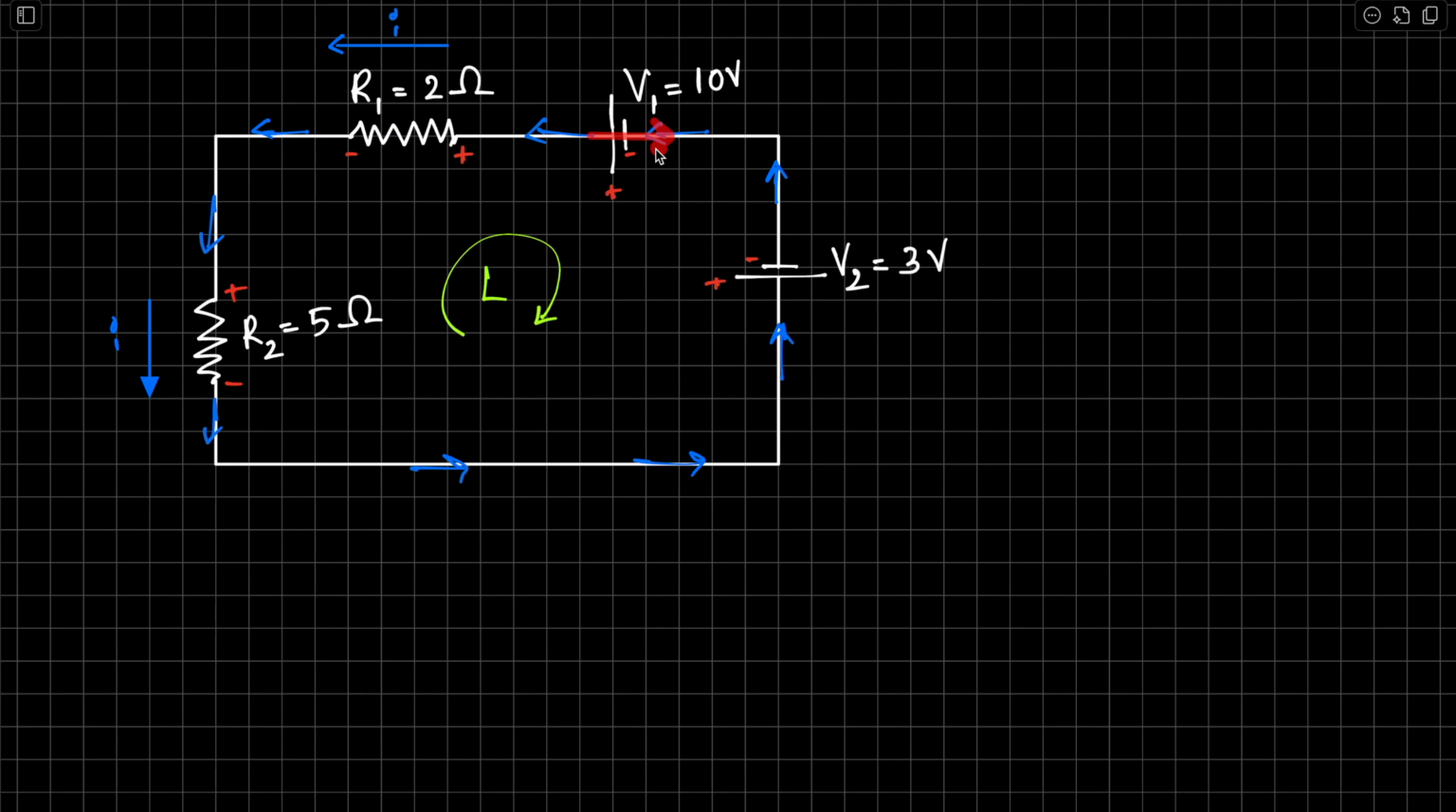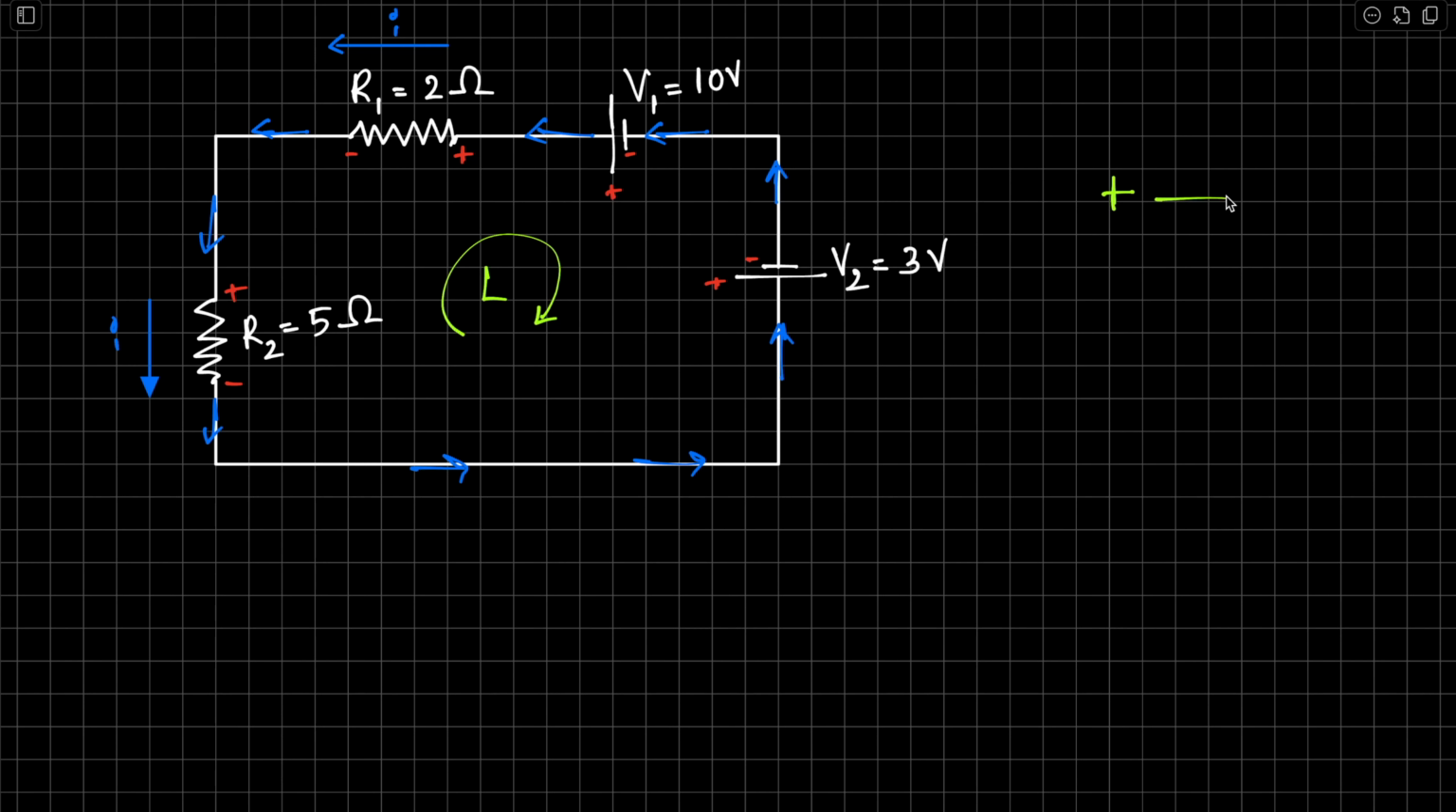So I'm going right. That is plus to minus, right? I'm going right in the loop, this is the clockwise loop. So I have to go right, but it's plus to minus on the battery. So keep this in mind.